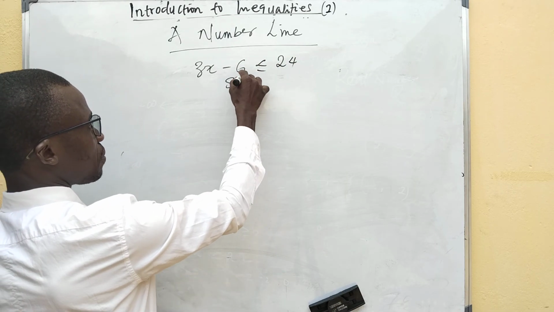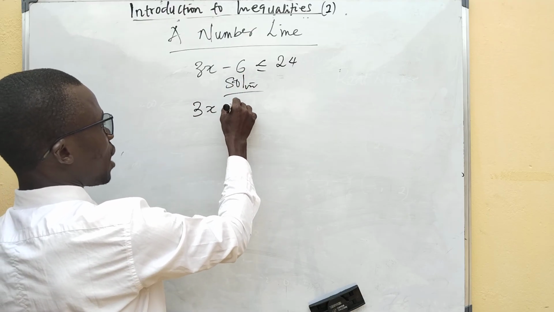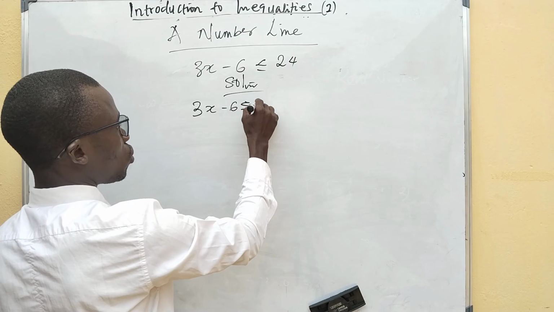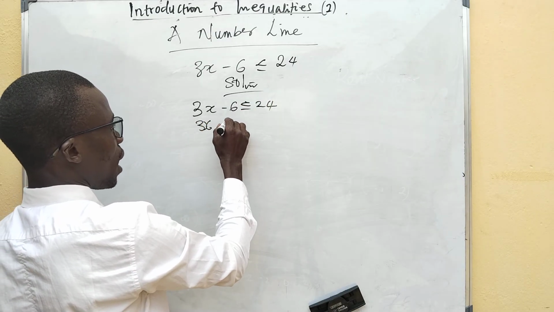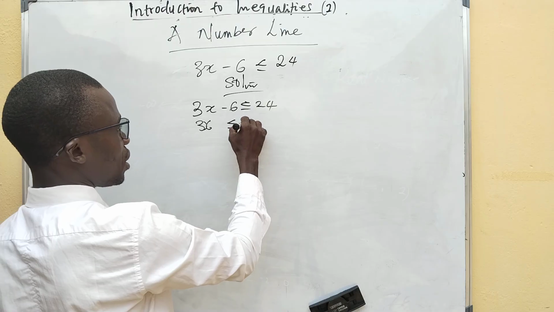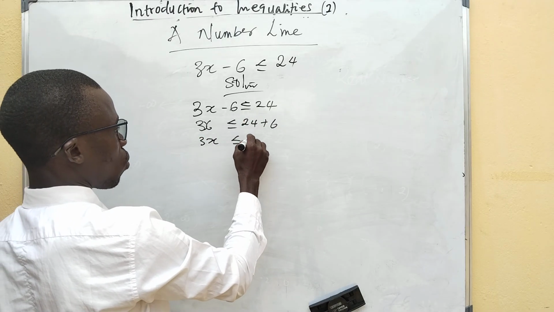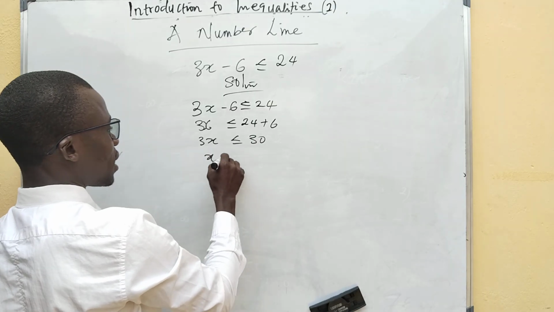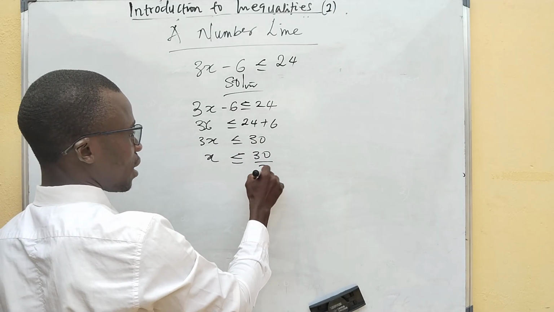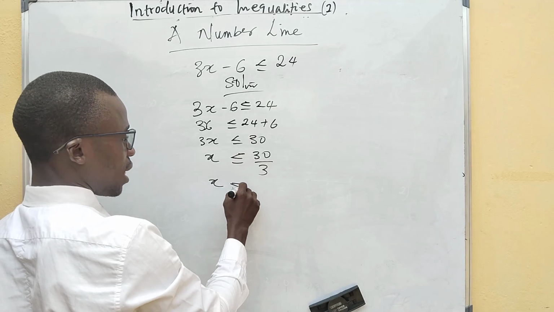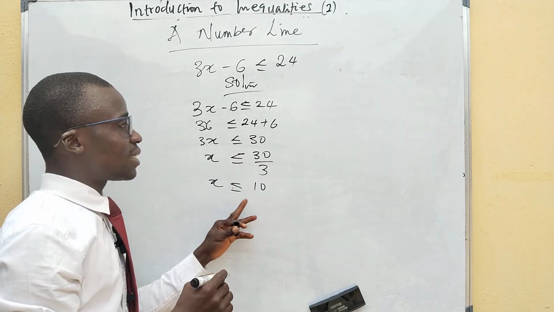So how do we solve this? Now we're going to have 3x minus 6 is less than or equal to 24, meaning 3x will be less than or equal to 24 plus 6. So 3x will be less than or equal to 30. So x will be less than or equal to what? 30 divided by 3. So our x is less than or equal to 10.